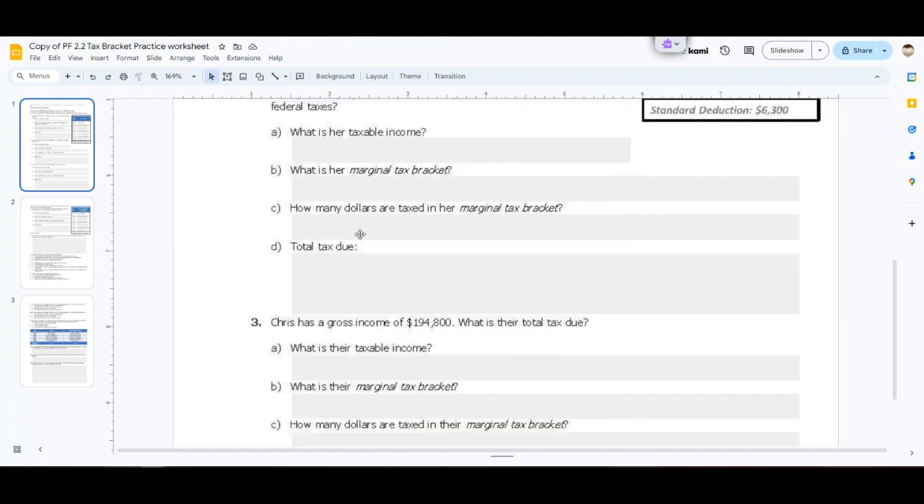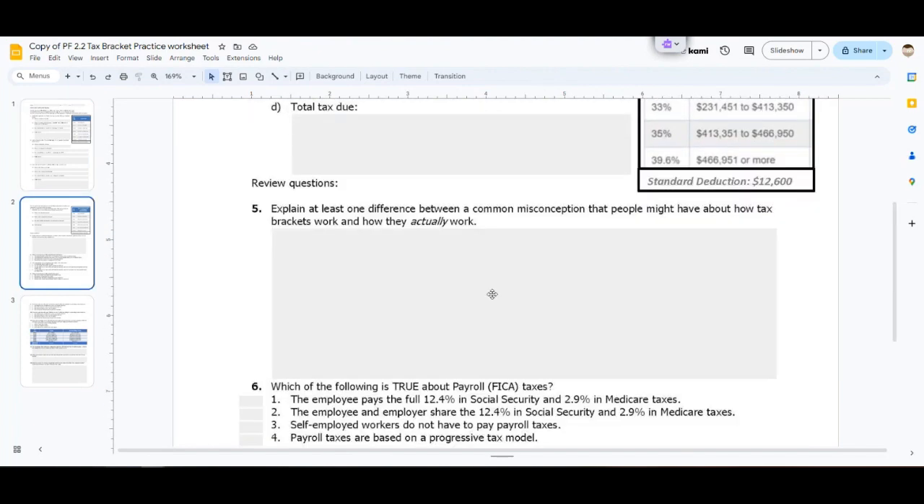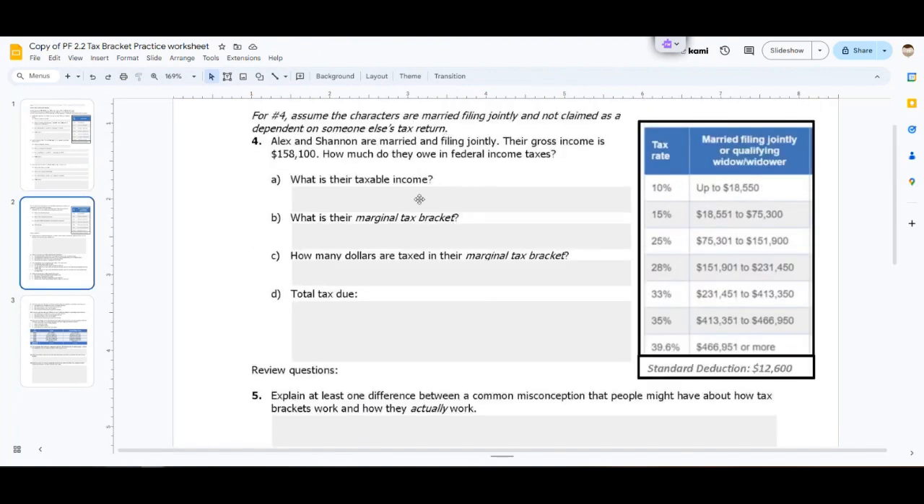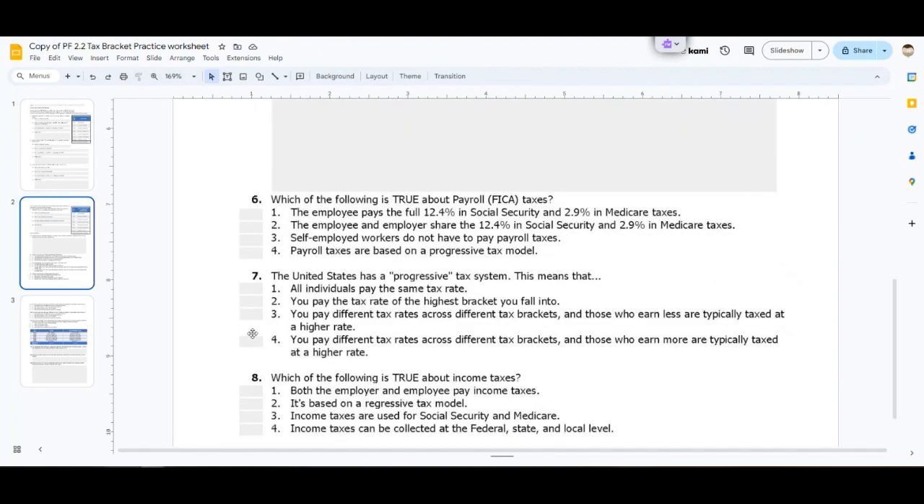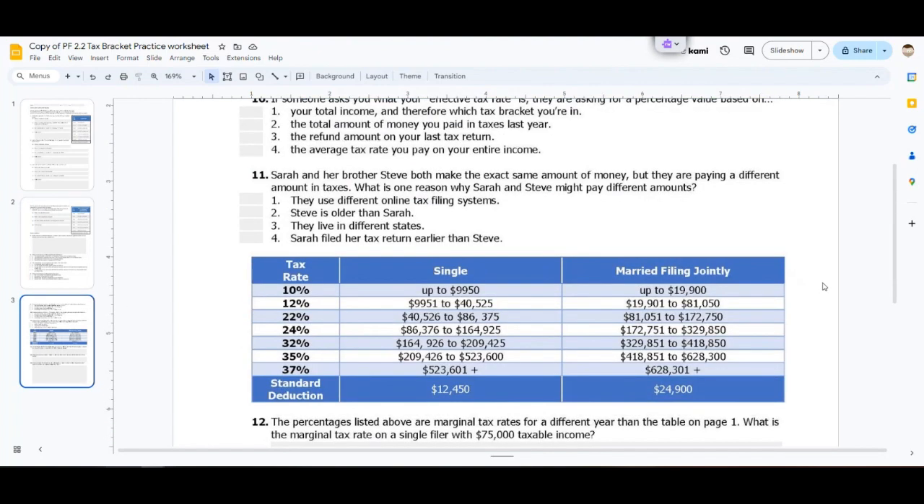So we have 3 scenarios here, 3 individuals that are each filing taxes on their own. On page 2, we have an example of a married couple filing together. We have the same percentages listed here, but we have different ranges. So make sure that you're paying attention to that. As we have 2 people filing together, the ranges change, as does the deduction. The standard deduction doubles to account for 2 individuals. The rest of page 2 just has some questions, gauging your understanding and comprehension of how tax systems and tax brackets work.